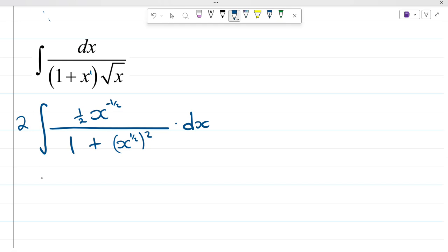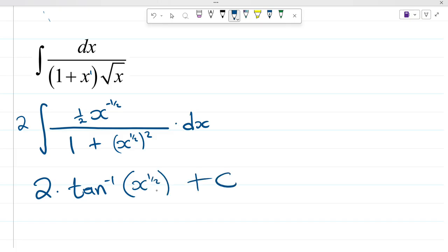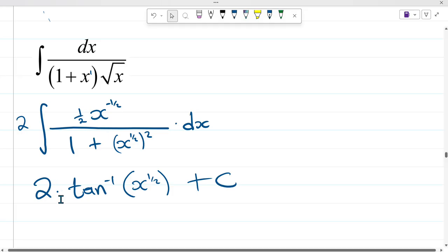So the 2 that's outside the integral, I'll take it with me to the answer and then say this is just tan inverse of x to the power half, and then plus c. x to the power half is just the square root of x, so you can just write it in that format or using the square root of x format.